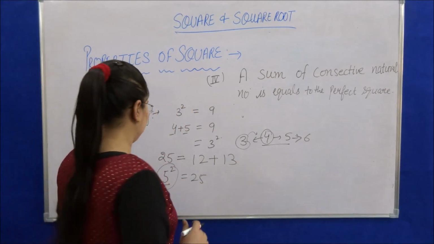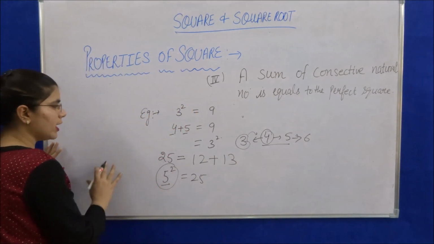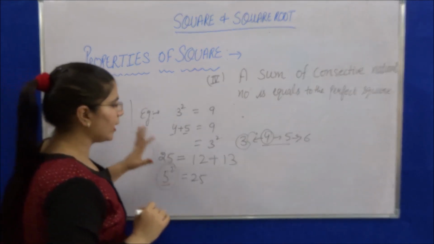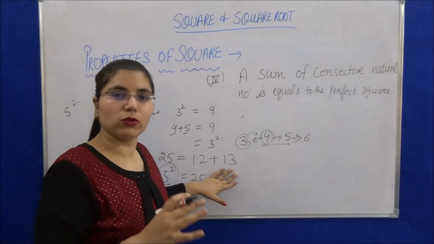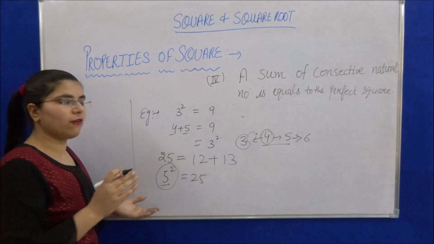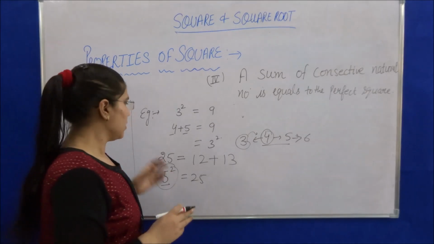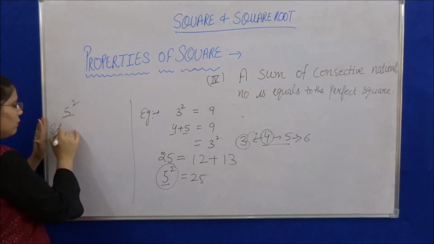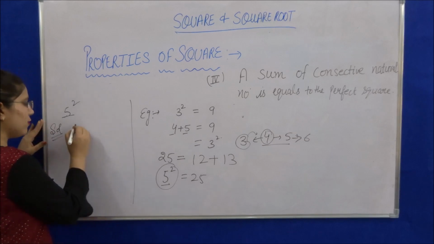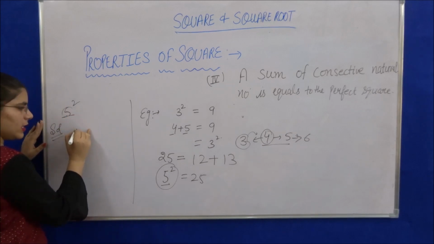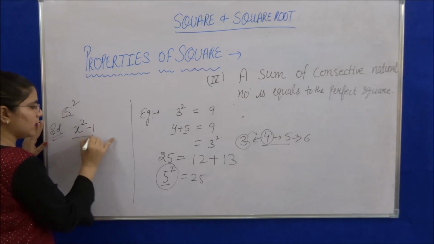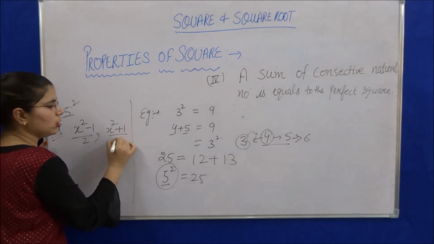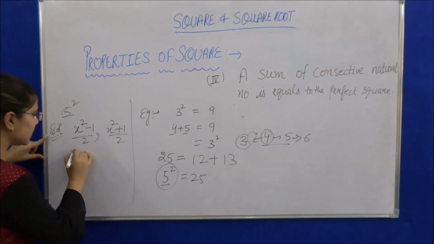Now our question is that if we are given a perfect square, that is 5 square, then how can we write it as the sum of two consecutive numbers? That is, we have to find the two consecutive natural numbers. We are given only a perfect square. Now for this we will use a formula. Let the perfect square be denoted as x square. So we have x square minus 1 upon 2, and the second number will be found by the formula x square plus 1 upon 2. So here our x is 5.